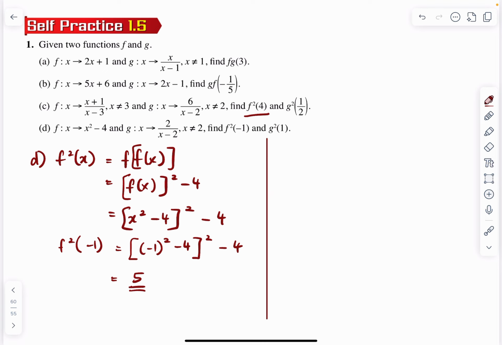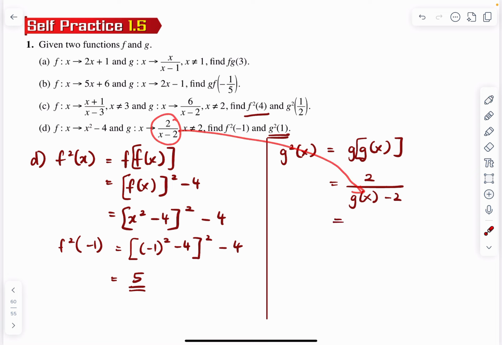Next is g squared of 1. So first let's find it. What is g squared x? It's g of g(x). So if g(x) is 2 over x minus 2, g(y) is 2 over y minus 2, g(g(x)) would be 2 over g(x) minus 2. Then we sub the g(x) into here. So we get 2 over (2 over x minus 2) minus 2.